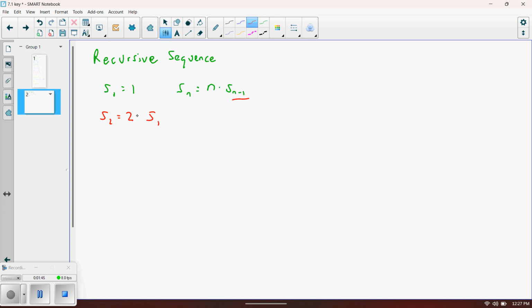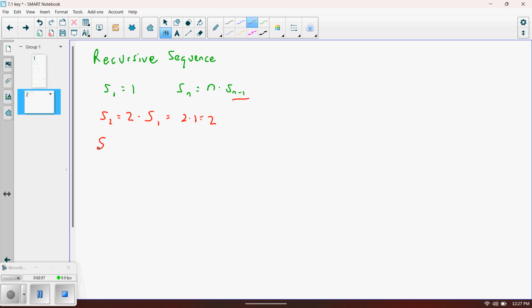So for example, if I want to find s sub 2, that literally is, by the definition here, 2 times s sub, plugging in 2, you would get 1. That should be a times, not a minus. And that's an s, not a 5. I hate s's because they look like my 5s a little bit. So then you get 2 times the previous term. Well, s sub 1 was defined to be 1. So you get 2 times 1, which is 2.